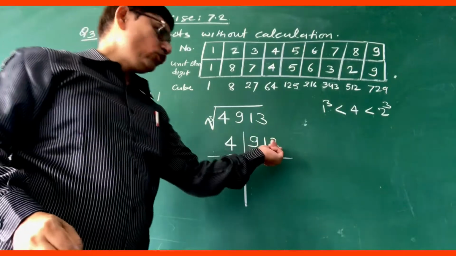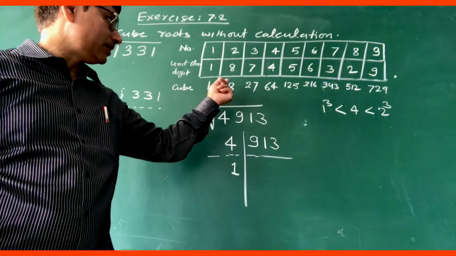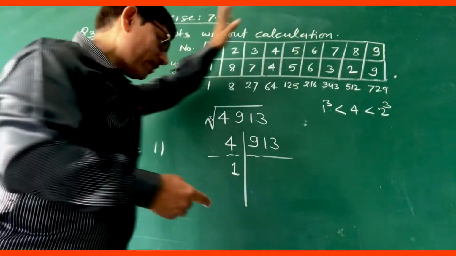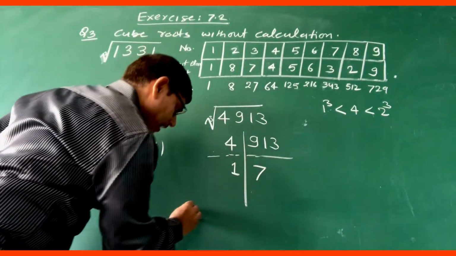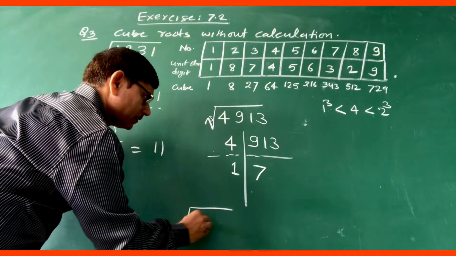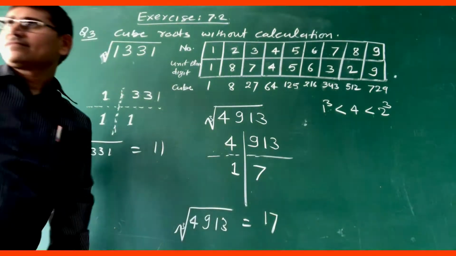And you observe only the ones place digit, which is 3. Where is the ones place digit 3? This is 7, so the number should be 7. Correct. It means the cube root of 4913 is 17. Clear?